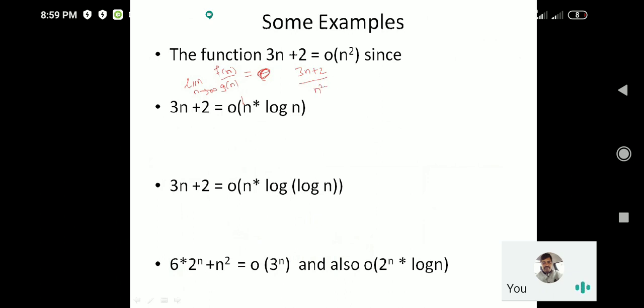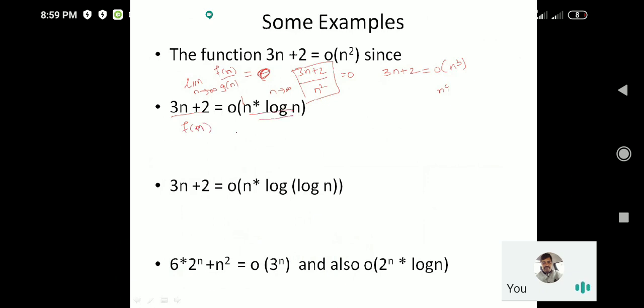For that purpose, if I choose g of n equal to n square, then for n very near to infinity, I will get this equal to 0. I can also choose g of n equal to n cube. So I can also rewrite this as 3n plus 2 is equal to small o of n cube. This is also true. Small o of n raised to 4 is also true. Even for the second one, this is f of n again, and f of n is equal to small o of n log n.